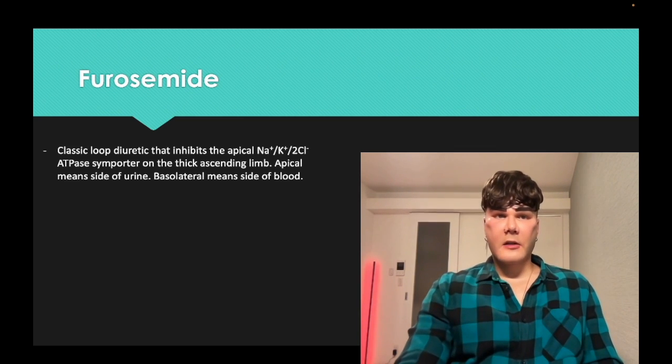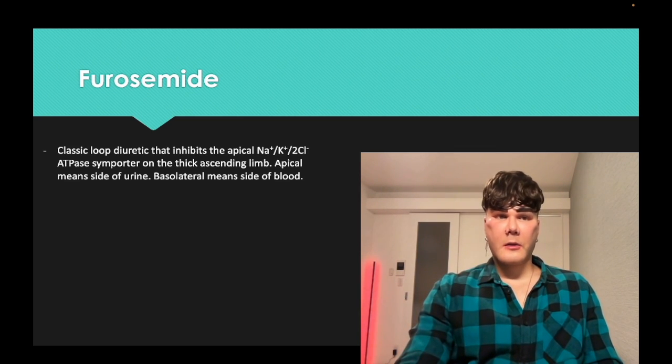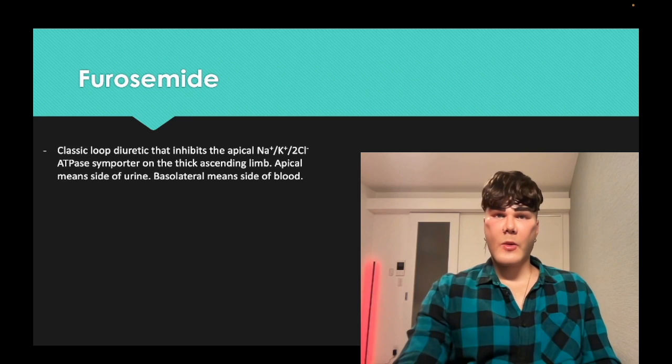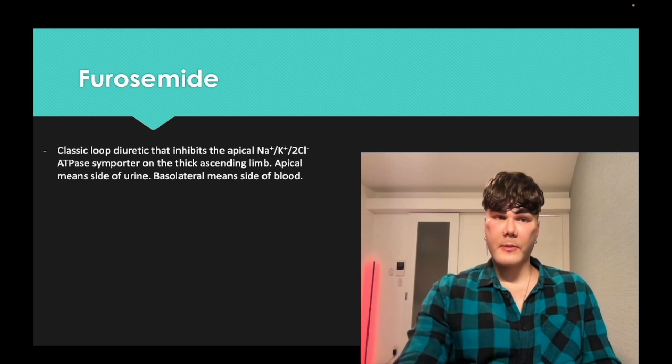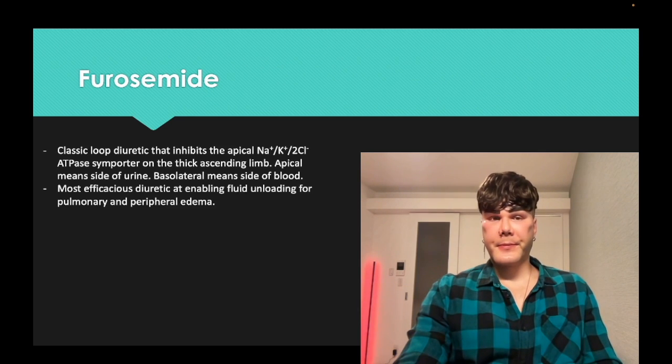Furosemide is our very textbook loop diuretic for USMLE. It's basically the one they talk about, 19 out of 20 questions. Ethacrynic acid's the other one, but you should know that it blocks the apical sodium-potassium-2-chloride symporter on the thick ascending limb. It's the most efficacious diuretic for fluid unloading.